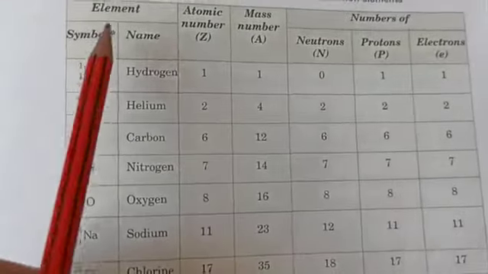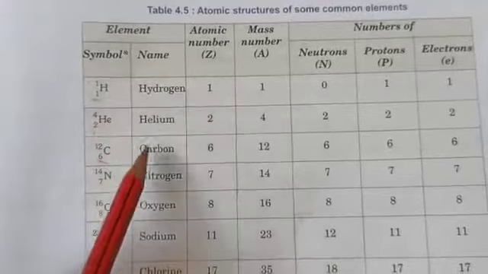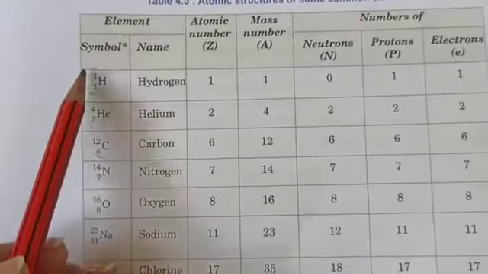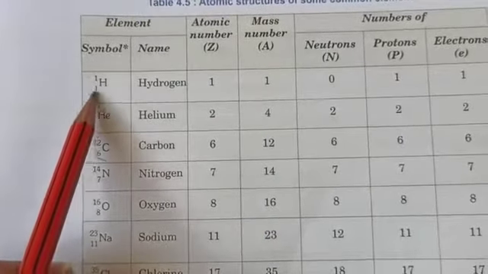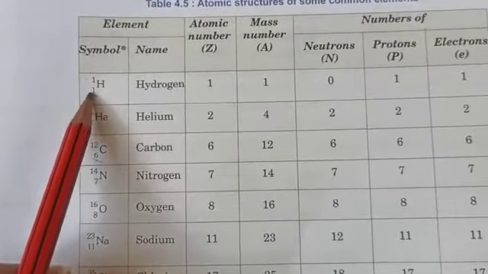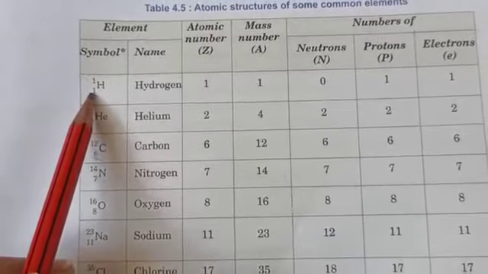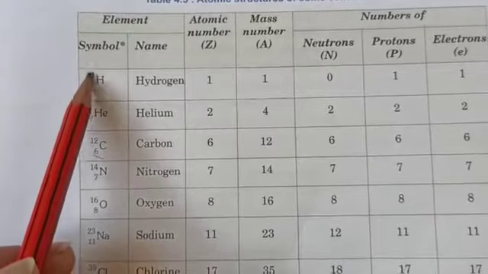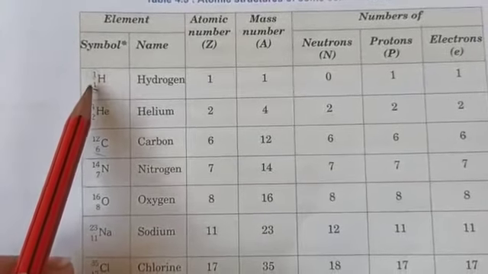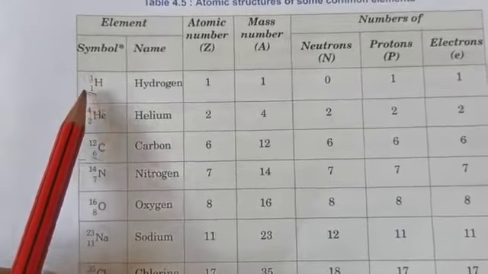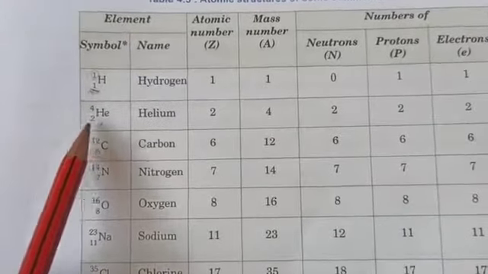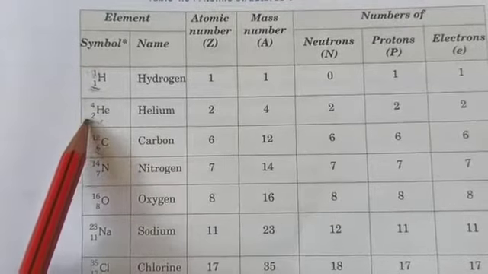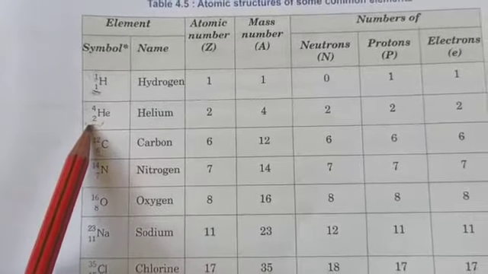Okay, here in this table some examples of elements are given. For example, hydrogen, its atomic number is 1, mass number is 1. Because number of electrons and number of protons both are equal to atomic number, so it has 1 proton and 1 electron. But the sum of proton plus neutron is equal to mass number, so it has 1 minus 1, that is 0 neutrons. If we talk about helium, its atomic number is 2, mass number 4. So it has number of protons 2, electrons 2 and neutrons 4 minus 2, that is 2.